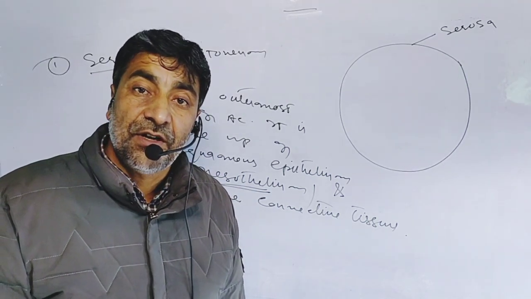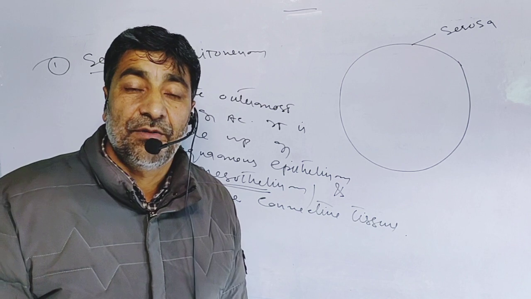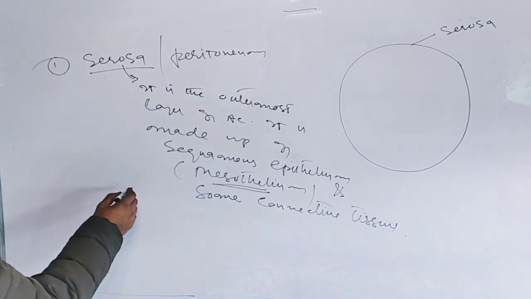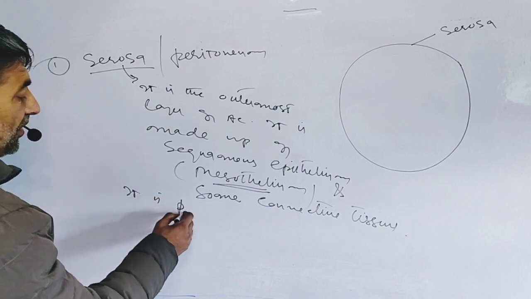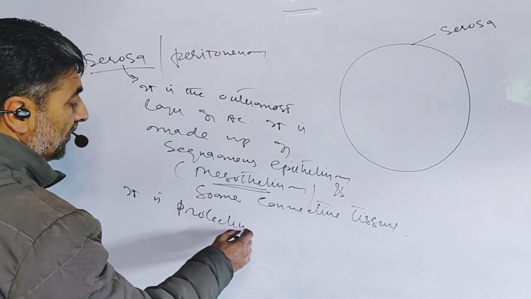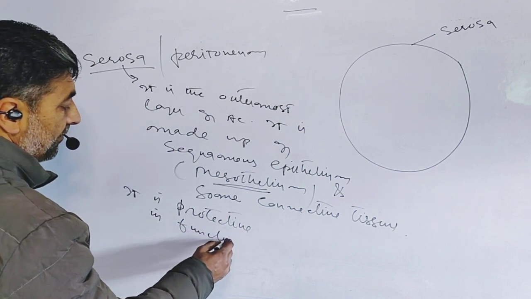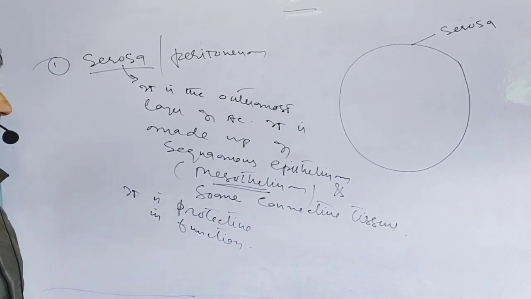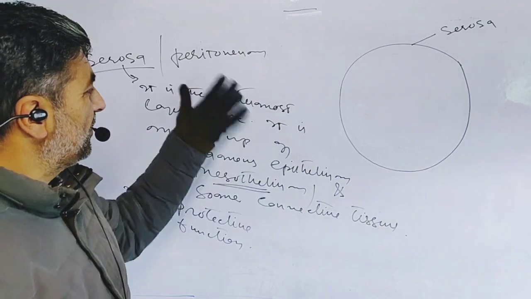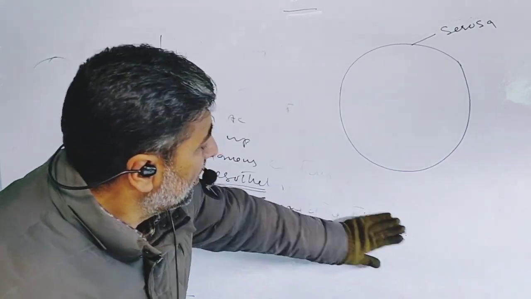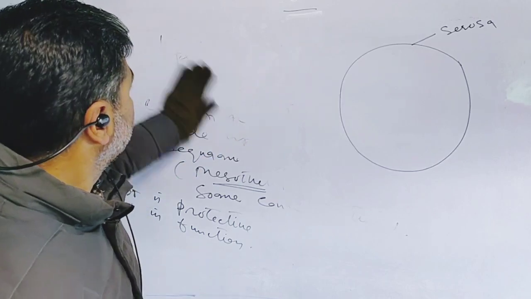So this serosa is protective in function. It protects this alimentary canal. Okay. It is protective in function. So this is the first layer of the wall of the alimentary canal.